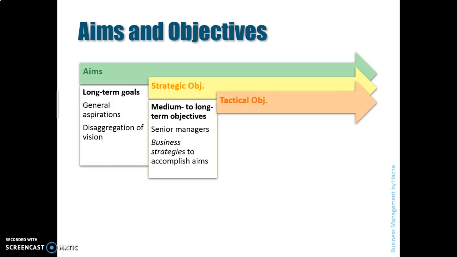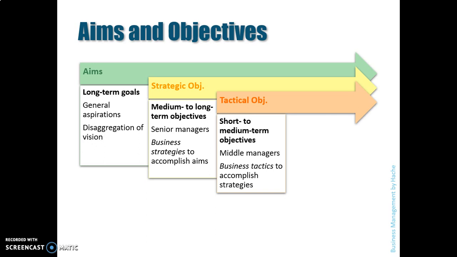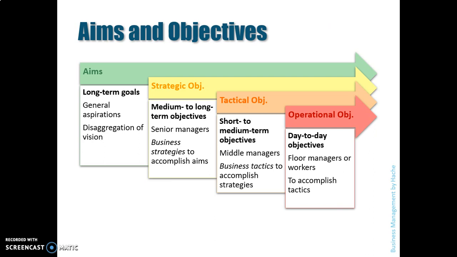Then, within every department, within every big area, we have the tactical objectives for the specific sub departments or offices. So they are short to medium term objectives, usually under the direction of middle managers, and they will be the business tactics that will help us accomplish the business strategies, the strategic objectives. Finally, we have the day-to-day goal, the day-to-day objectives, or the operational objectives, and they are usually under the direction or the supervision of the floor managers or workers themselves, and these are the ones that will help us day by day, week by week, to accomplish the tactics.